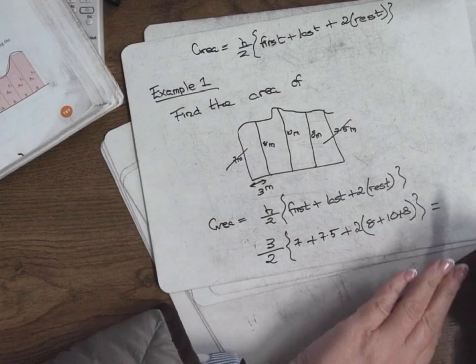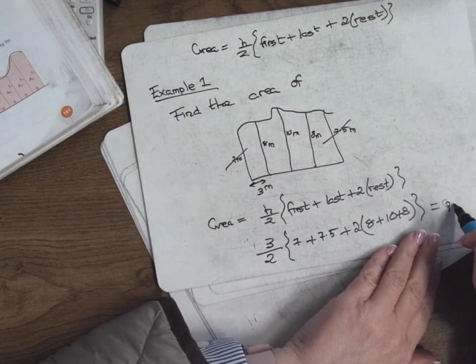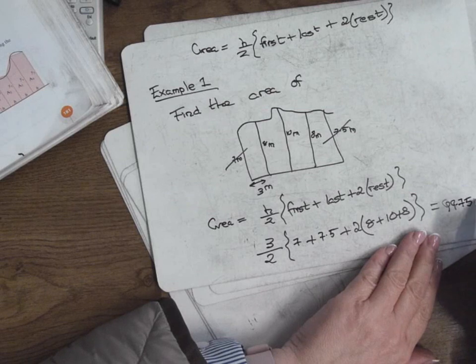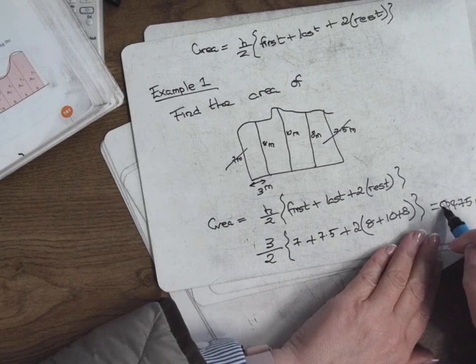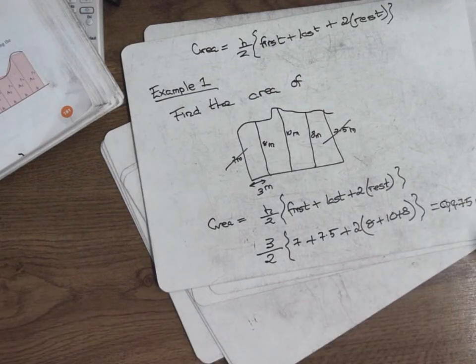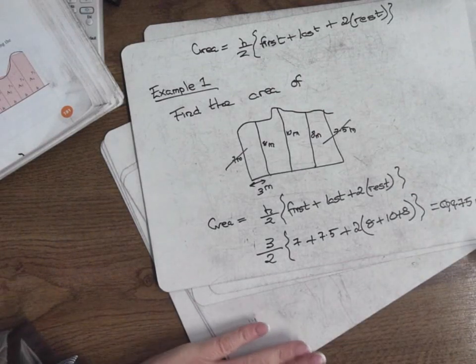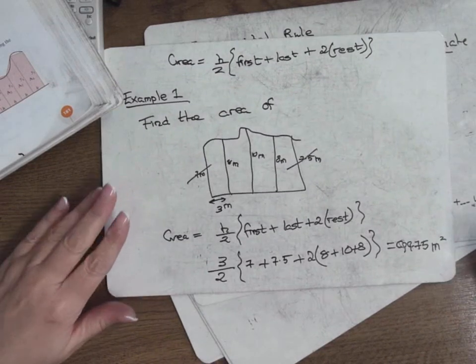$99.75. When you work it all out, 99.75, and it's meters squared because it's area. Okay, see what I mean? It's just filling out a formula. Are we good? Right, okay. Yeah, move it over, sorry.